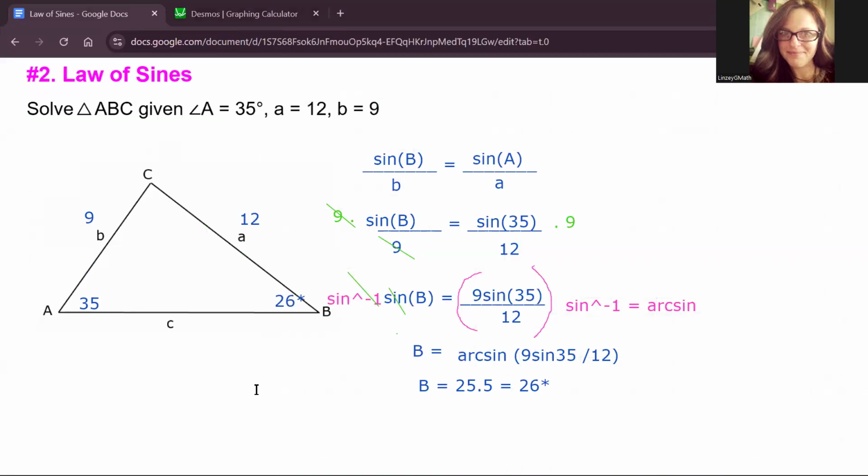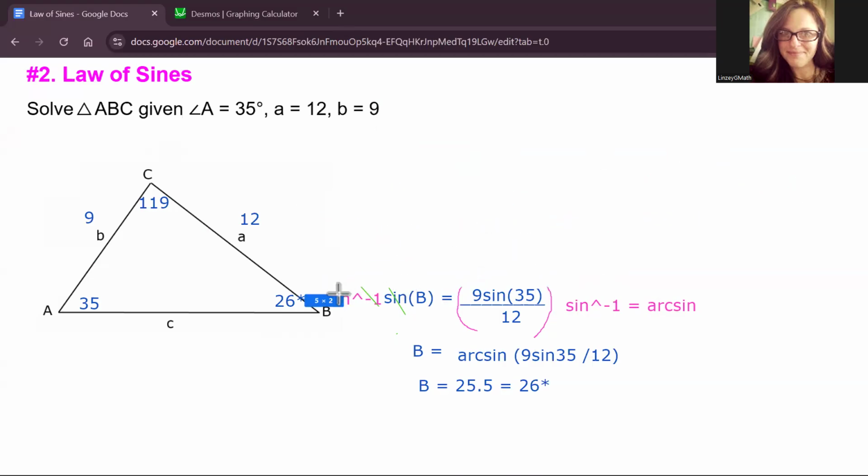All right. Now we can solve for angle C. Angles in triangles add up to 180 degrees. So 35 plus 26 plus angle C should add up to 180. We'll do 180 minus 35 minus 26. And angle C is 119 degrees. And now we have enough information to solve for side C.